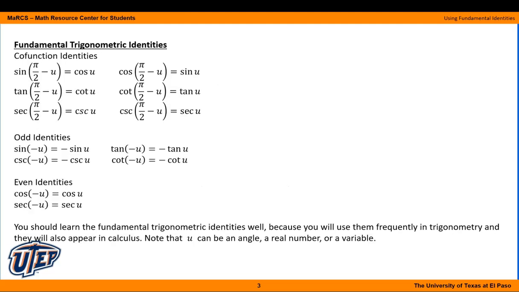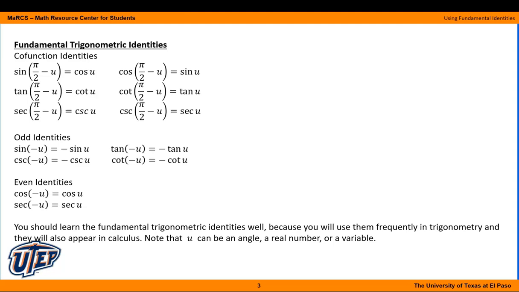This slide introduces three additional categories of fundamental identities. The first group is the cofunction identities. These relate trigonometric functions whose angles add up to 90 degrees, or pi over 2 radians. For example, the sine of an angle's complement is equal to the cosine of the angle.